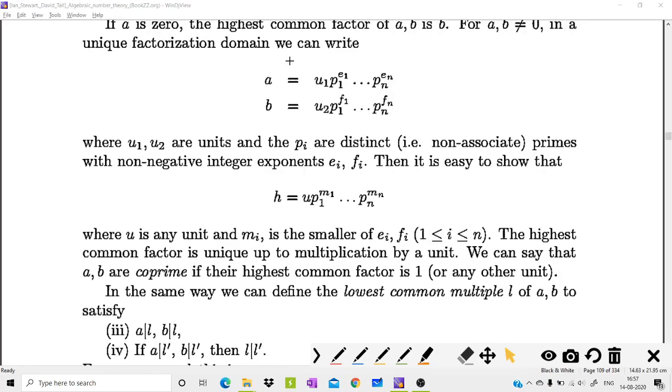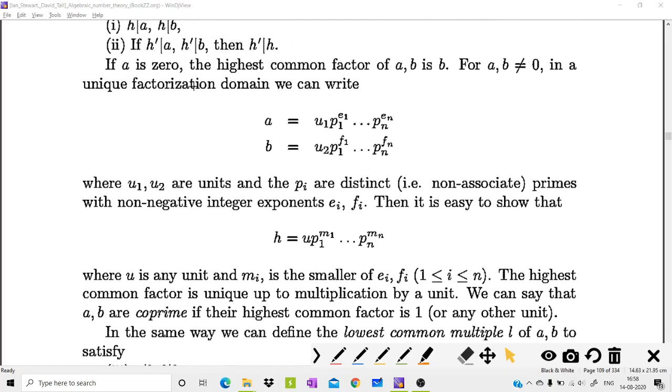Now, if the prime factorization of A is u1 p1 raised to e1, etc., pn raised to en, and the prime factorization of B is u2 p1 raised to f1, etc., pn raised to fn, then the HCF is defined as u times p1 raised to m1, etc., pn raised to mn, where u is any unit and mi is the minimum of fi and ei. When you set mi in this manner, you get h as the HCF of these two numbers. That means this h satisfies these two conditions.